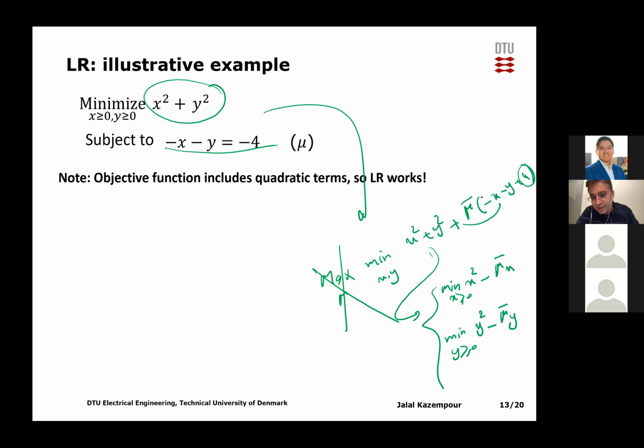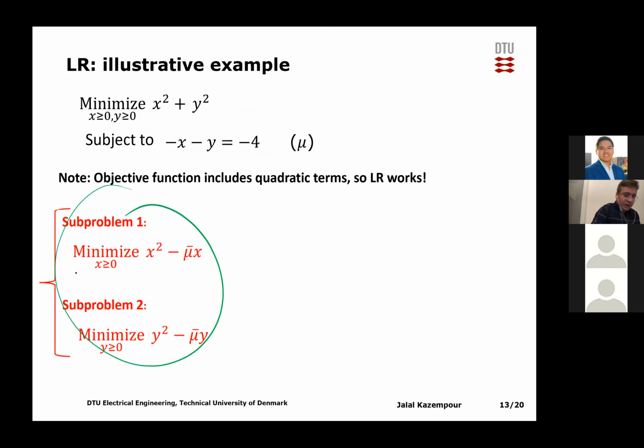Lisandros asks, can we use LR if the objective function includes constant cost using binary variables? No, the original objective function should be continuously differentiable. So if it has binary variables, we can't do that. We should be able to differentiate and the result should be continuous. That's the only condition for LR to work, because it's based on the gradient method.